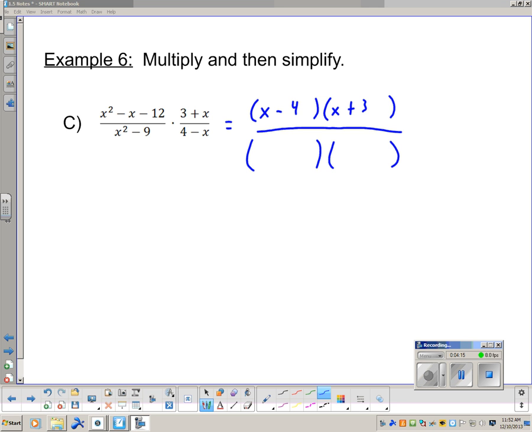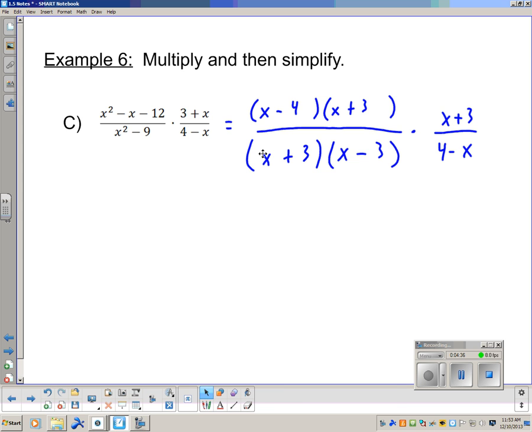So the square root there of x squared is x. The square root of 9 is 3. And one's a plus and one's a minus. The second one there, I'm just going to rewrite that. 3 plus x is x plus 3. And then I've got a 4 minus x.